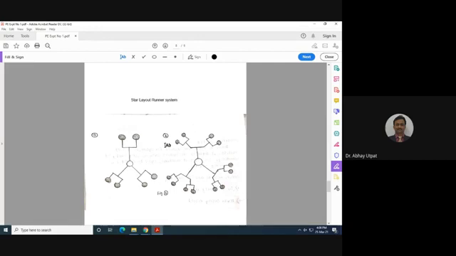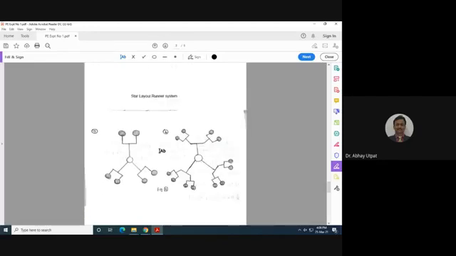This is star layout runner system. H-bridge runner system, star layout runner system.